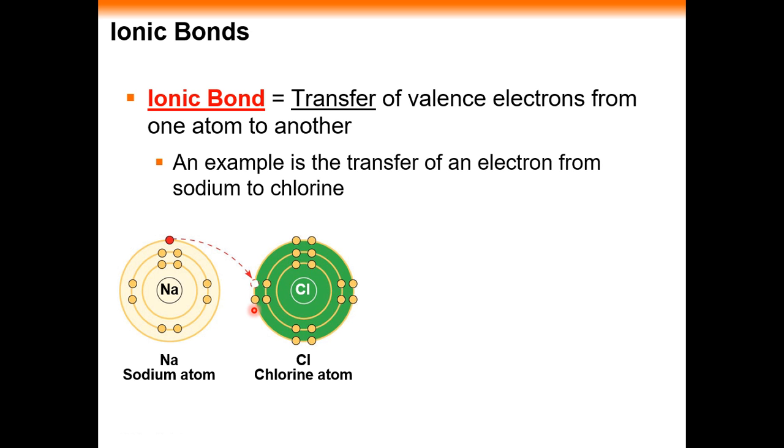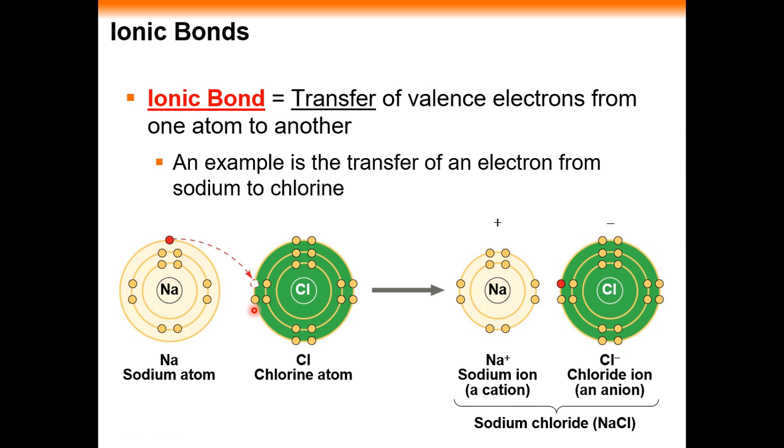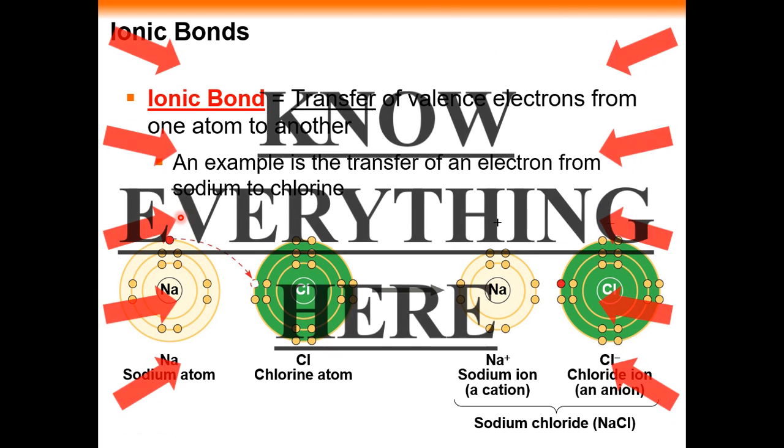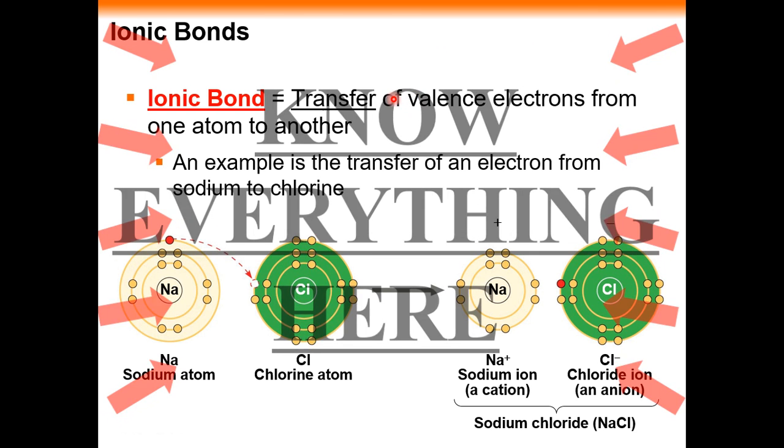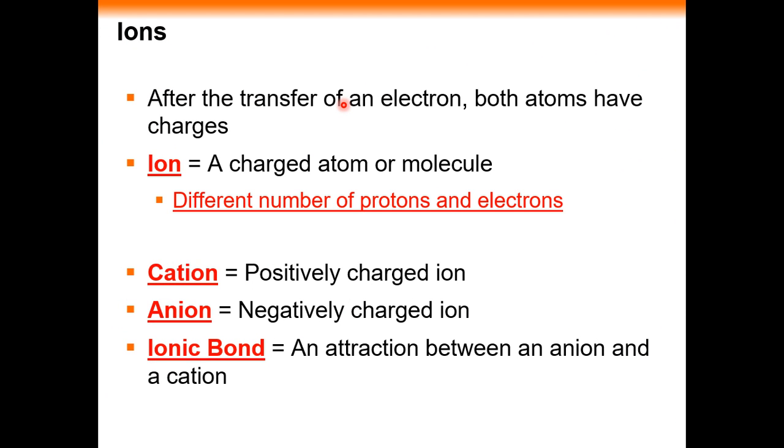So sodium gives up an electron and it goes to chlorine. Sodium gave up a negative electron. That's going to change the charge of sodium, like we're going to find out. This is really, really important, though, to see what the heck is an ionic bond. It's when a valence electron is transferred from one atom to another.